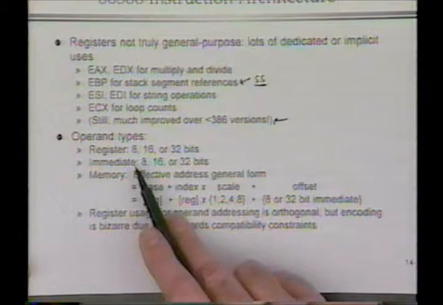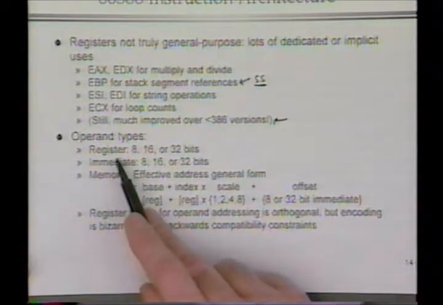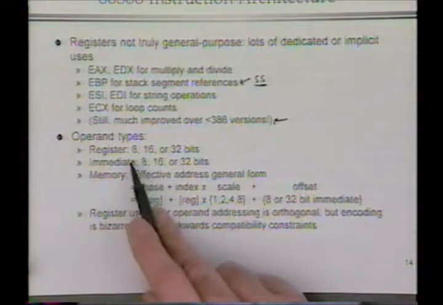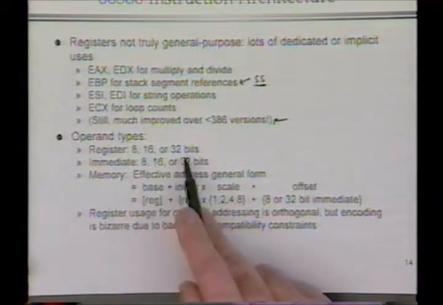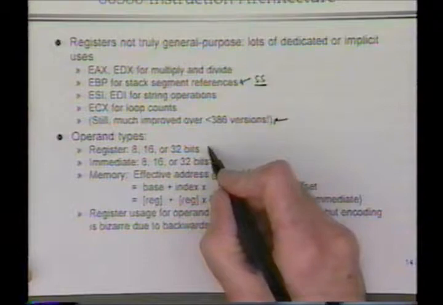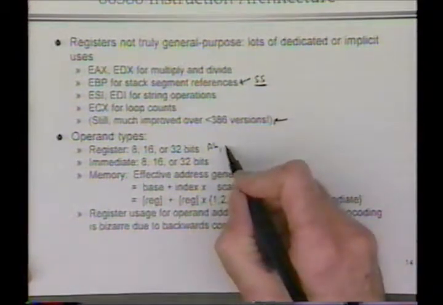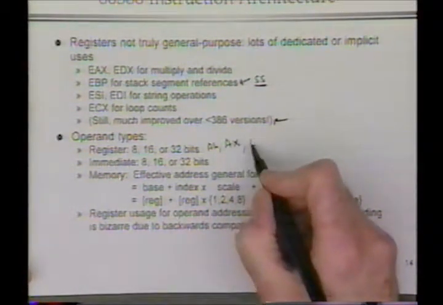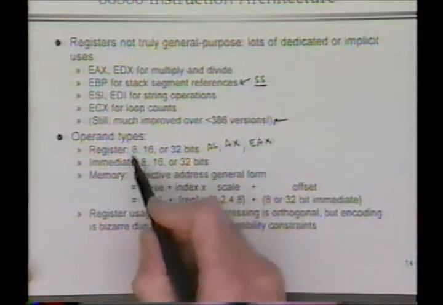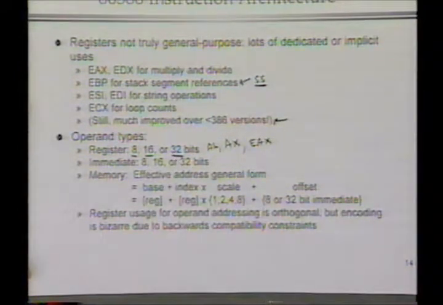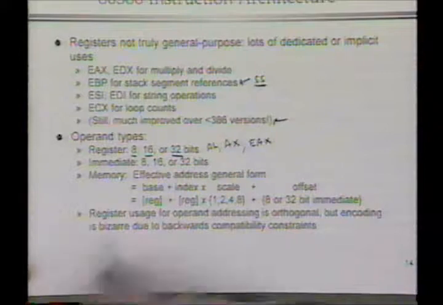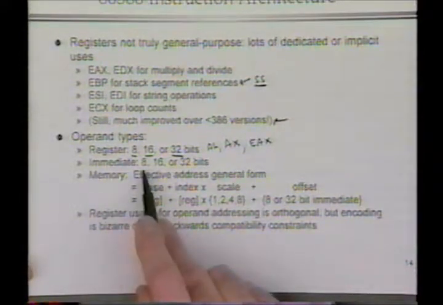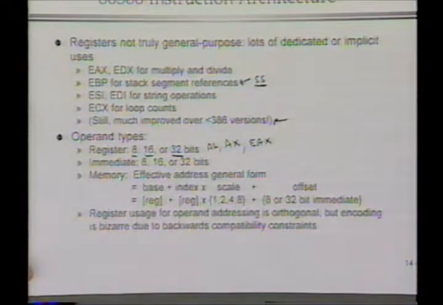Okay, what do operands look like? Well, register operands are obviously available for almost any operation, and those registers can be 8-bit registers, 16-bit registers, or 32-bit registers. So it can be an AL type reference, it can be an AX type reference, or an EAX type reference for 8, 16, or 32 bits. There are immediate operands available for 8, 16, and 32 bits.